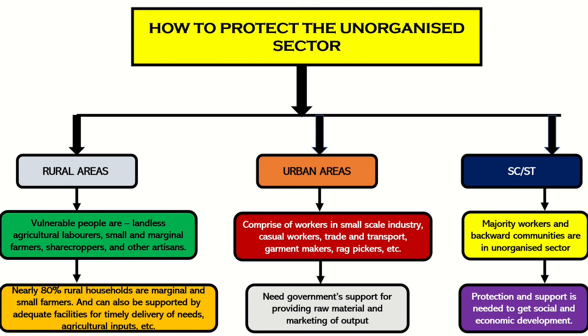Second is urban areas. How in urban areas can the workers be protected? In the urban areas, the unorganized sector comprises mainly the workers in small-scale industries, casual workers in construction, trade and transport, etc., and those who work as street vendors, head load porters, and rag pickers, etc. Small-scale industries also need government support for procuring and processing raw material and for marketing of output. The casual workers are required to be protected in their jobs and wages.